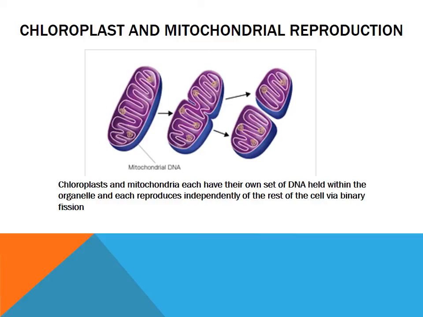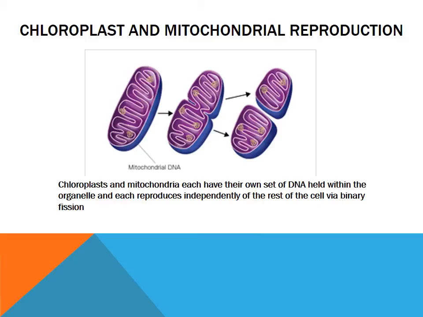The chloroplast and the mitochondria are linked to each other. The chloroplast produces sugar. The mitochondria takes that sugar and breaks it down. Does that make sense? Animal cells and plant cells all have mitochondria. It's only the plant cells and a few other eukaryotic cells that have chloroplasts in them.